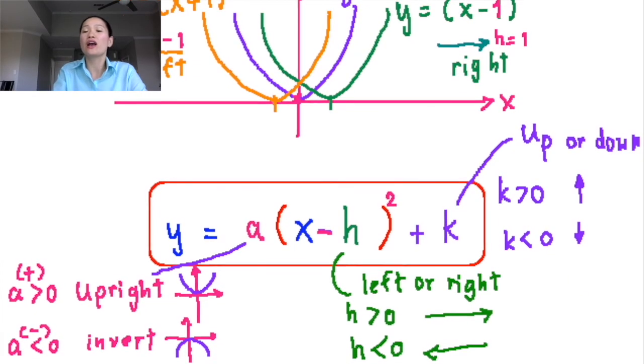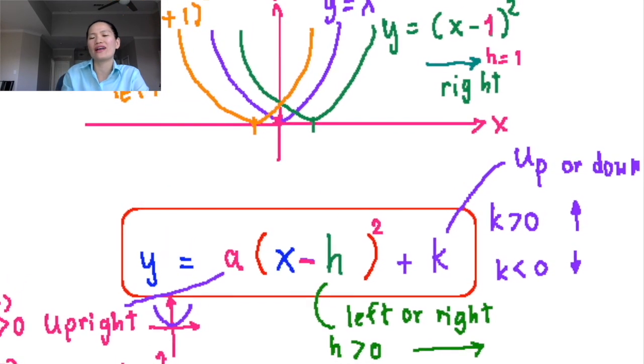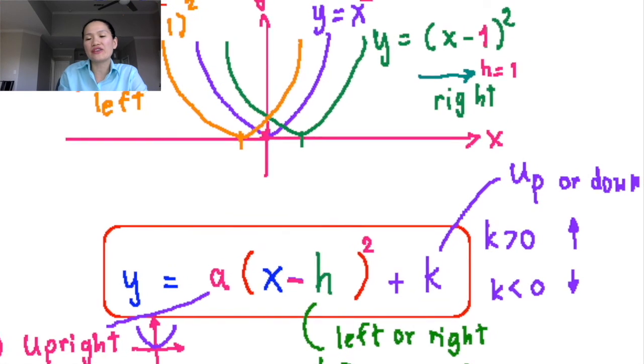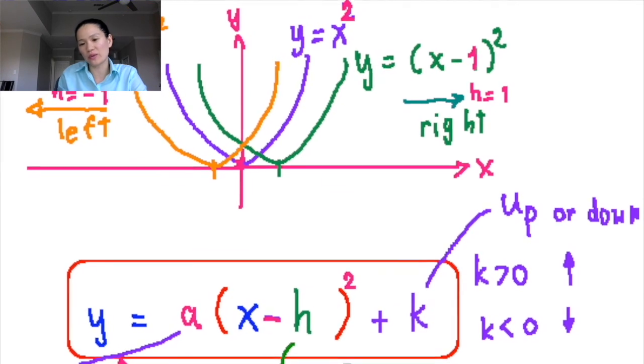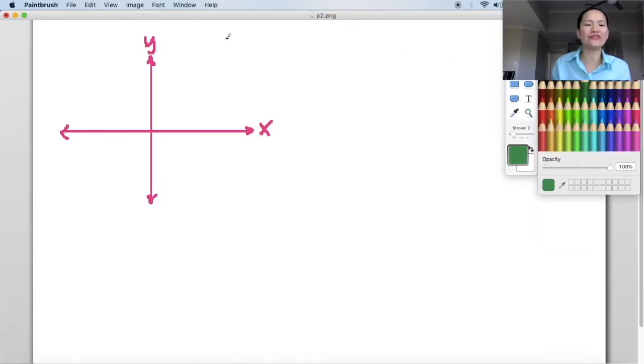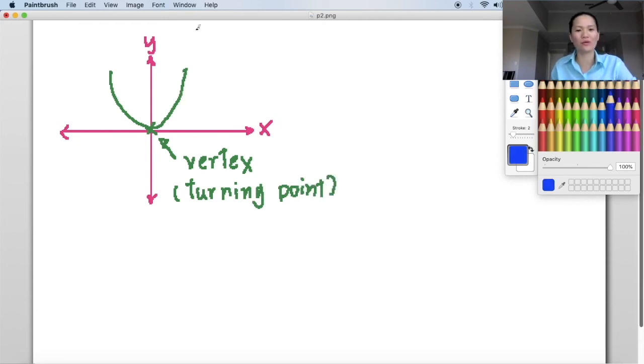We're not finished yet. We're going to see k. I'll let you guess what k stands for. Yes, of course: if k is greater than 0, the graph goes up. If k is less than 0, the graph goes down. If you see a graph similar to this, here we call it the turning point or vertex. Another name for vertex is turning point. And the point where the graph cuts the y axis, we call the y-intercept.